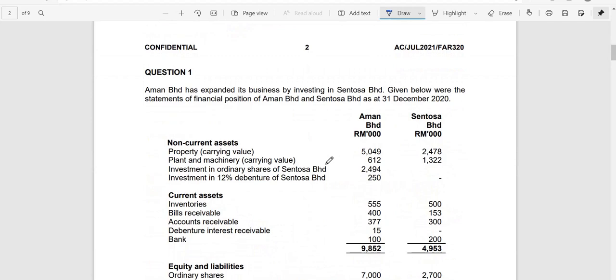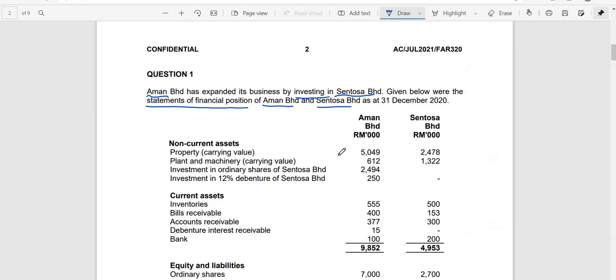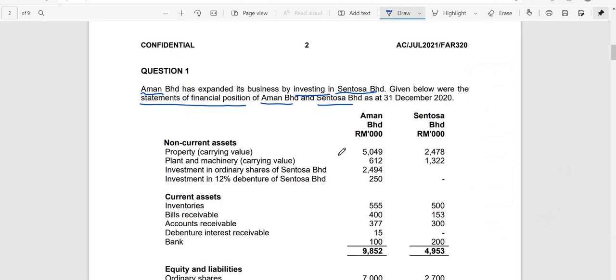This is the question. Question 1. It is about Aman that acquires a business called Sentosa. So he invested in Sentosa to expand the business. And these were the statements of financial position of the separate companies, Aman and Sentosa, as at 31st of December 2020. And 31st of December 2020 is the current financial year end. That will be the date that you will prepare your SOFP.